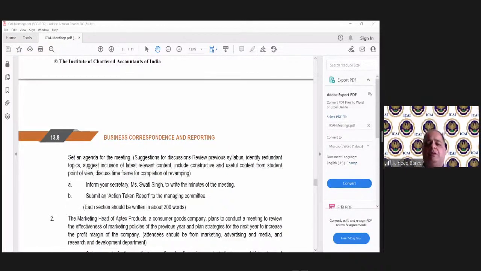Prem is asking a question. In the exam, will all the topics be asked or any? It actually depends, Prem, on the examiner's wish. I'm not the examiner, so I will not be able to answer this question. Vinayak is asking, can we present agenda in table format? See, have a look at the study material given by the ICAI. Please read it. It is mentioned over there.